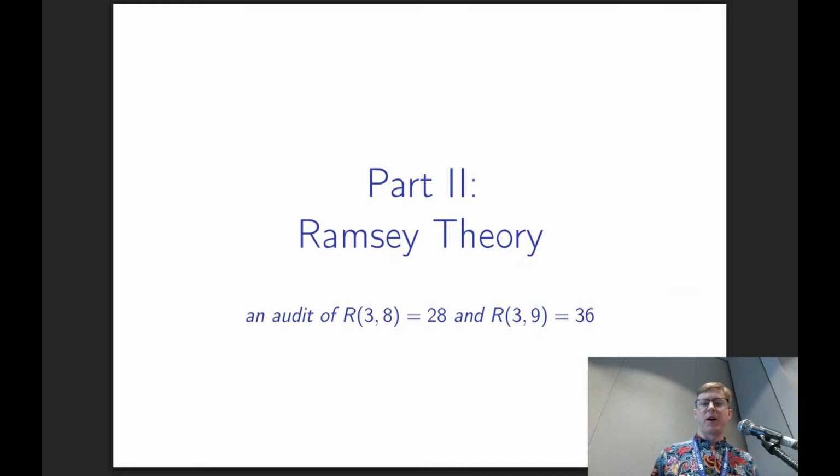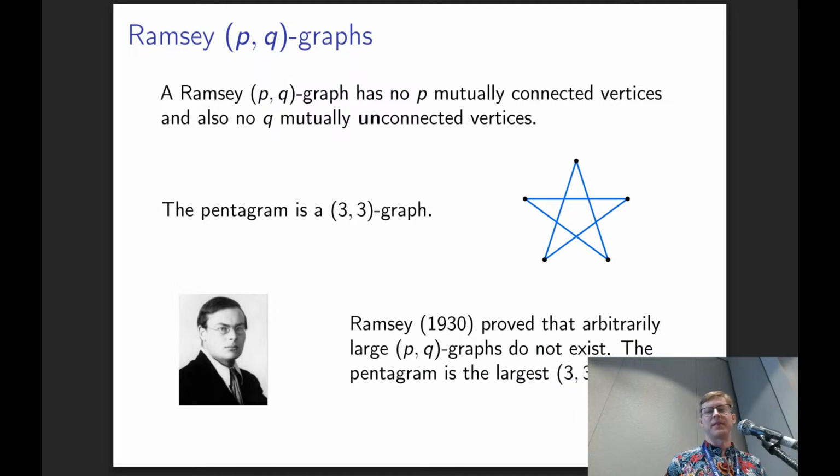Okay, just almost out of time, but I just want to finish with another example of SAT solving, which is Ramsey theory, which is pretty familiar to many of you, most likely. In Ramsey theory, you basically define a P-Q graph to say it has no P mutually connected vertices and no Q mutually unconnected vertices. So essentially, a 3-3 graph would be a pentagram. There's no cliques of size 3, and there's no independent sets of size 3. You take the complement of the graph, there's also no triangles.